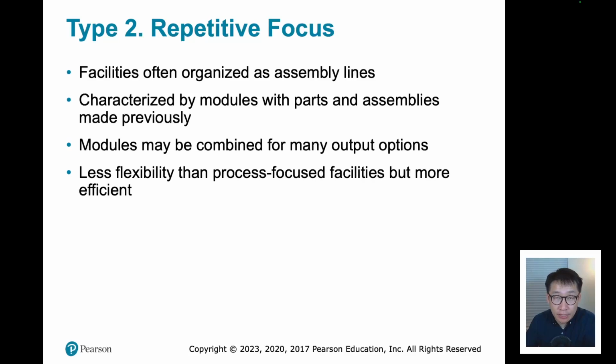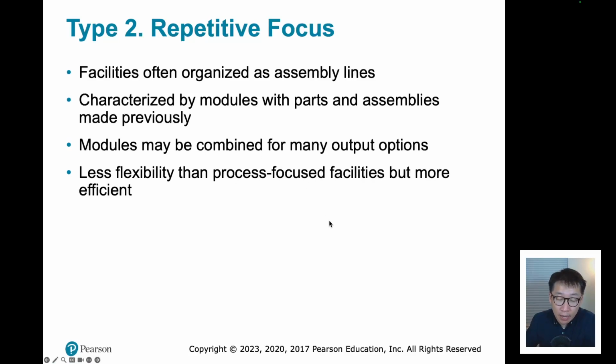The second thing is the repetitive focus. Again, you're looking at more volume than the process focus, and less variety needs and expectations when compared to the process focus. Therefore, when it comes to flexibility, the flexibility is also somewhat reduced, because you don't have to be as flexible as the process focus. In this particular case, we're looking at a conveyor belt system, where you assemble a lot of pre-assembled components into a final product.